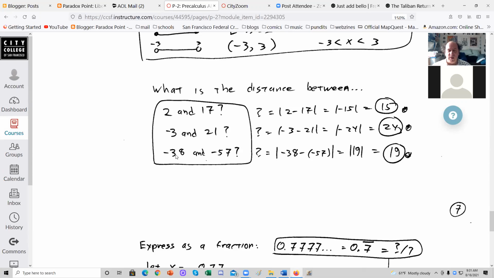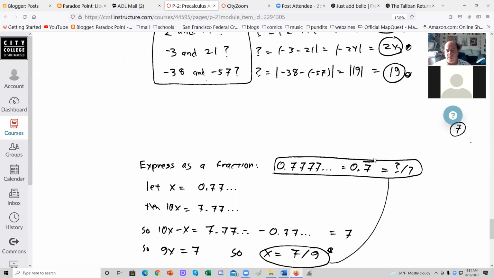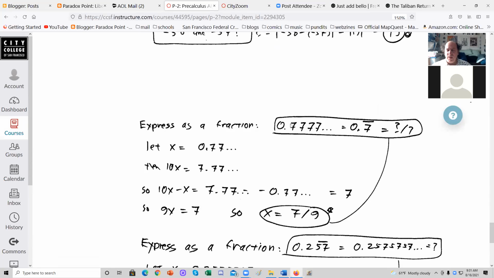What is the distance between -38 and -57? It's the absolute value of -38 minus -57. After a bit of work, that's the absolute value of 19, which is 19. So there's that. Now here's a tricky one. We get what are called infinite repeating decimals.